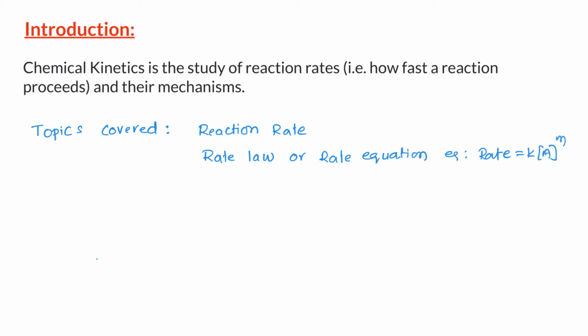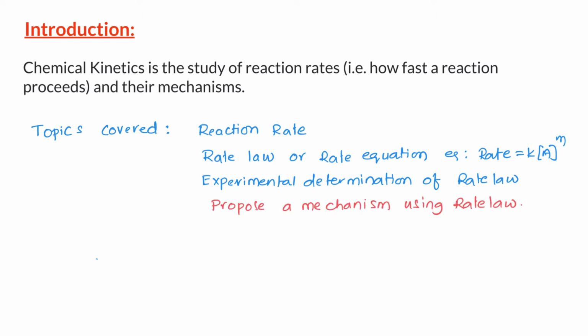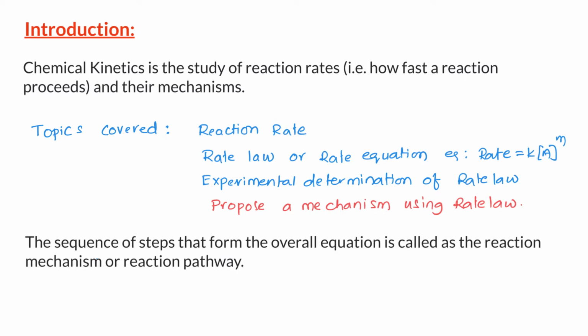or rate equation, and we have also learned how we determine the rate law of a reaction from the experimental data. Next, we will learn how to use the rate law to propose the pathway or a mechanism for a given reaction. Reactions usually proceed through a series of steps. The sequence of steps that form the overall equation is called the reaction mechanism or reaction pathway.